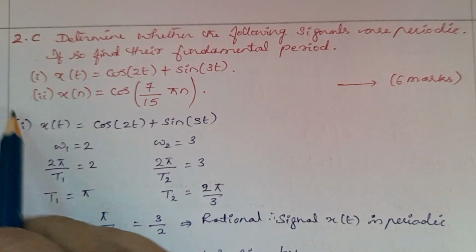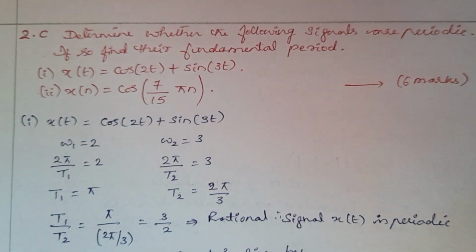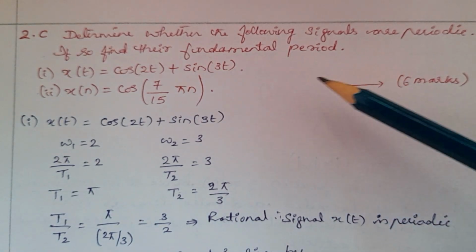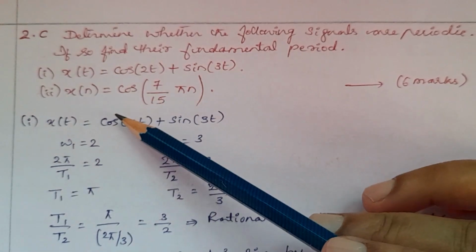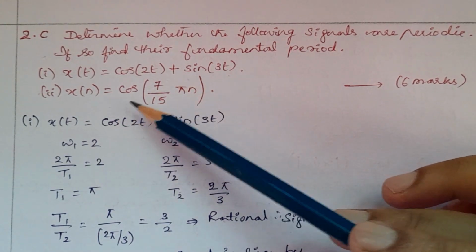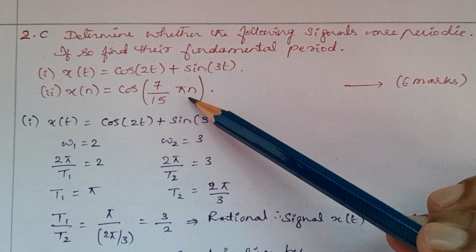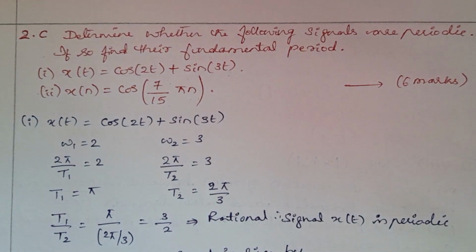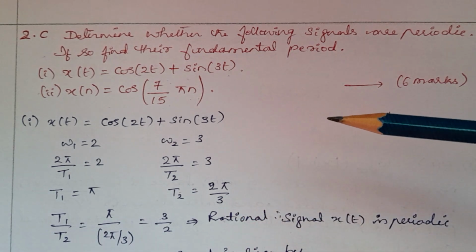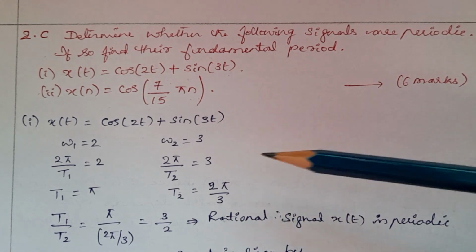2C, determine whether the following signals are periodic. If so, find their fundamental period. X of t equal to cos 2t plus sin 3t. X of n equal to cos of 7 by 15 pi n. 6 marks. Whether the signals are periodic or non-periodic. If it is periodic, find the fundamental period.